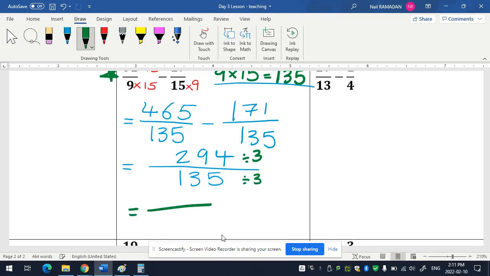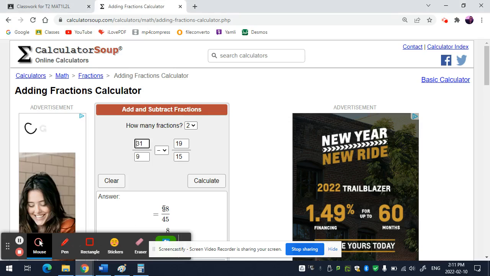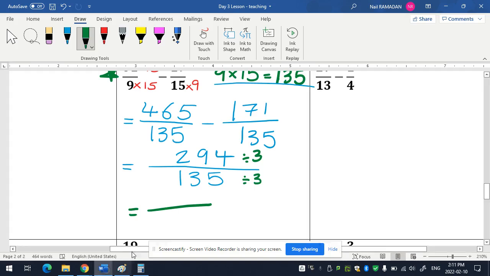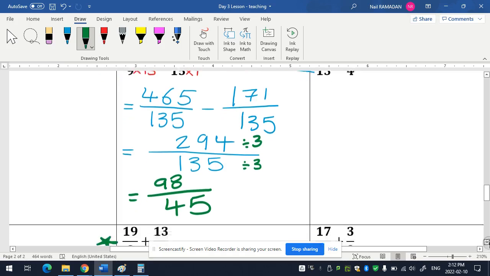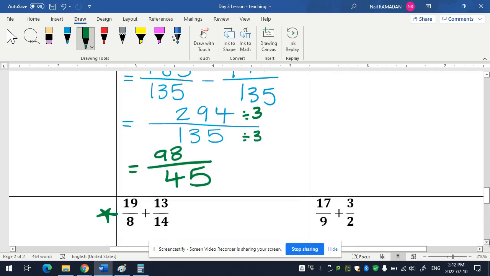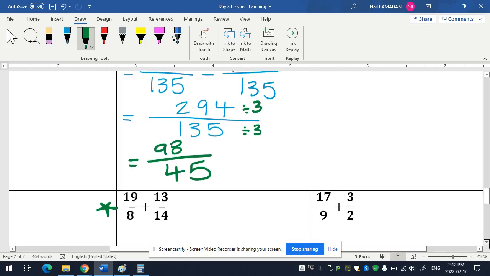Equals. Apparently we know the answer from the website. It's 98 over 45. Done. It has to be. Otherwise, the website would have given you even smaller numbers. Great. Okay. Let's do the next one. Go ahead. You can start. I mean, yeah, you do have the rest as homework, but you can do this one.